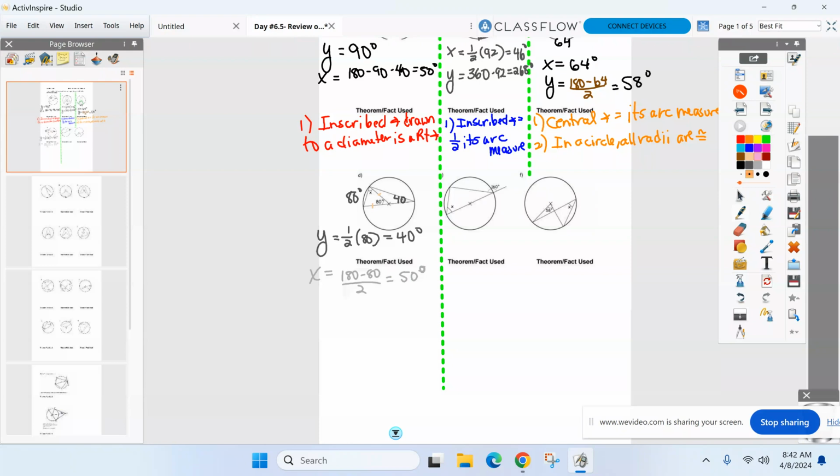Okay, two facts we used. I know, why are we writing them down over and over again? Because they'll be ingrained in your mind. First thing, the inscribed angle rule: inscribed angle equals half its arc measure. And then how do we know that was isosceles? In a circle, all radii are congruent.